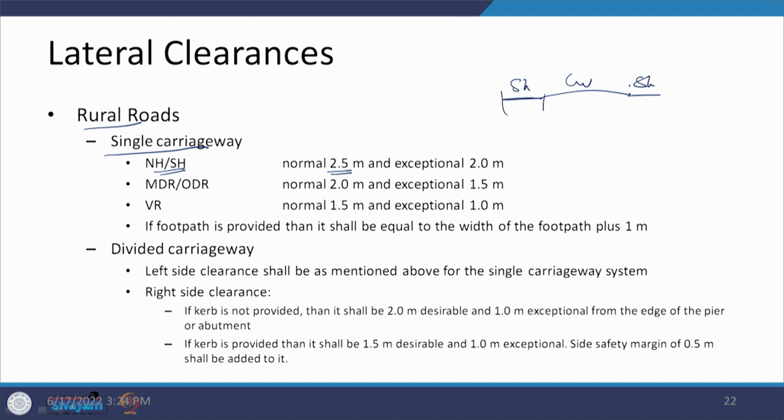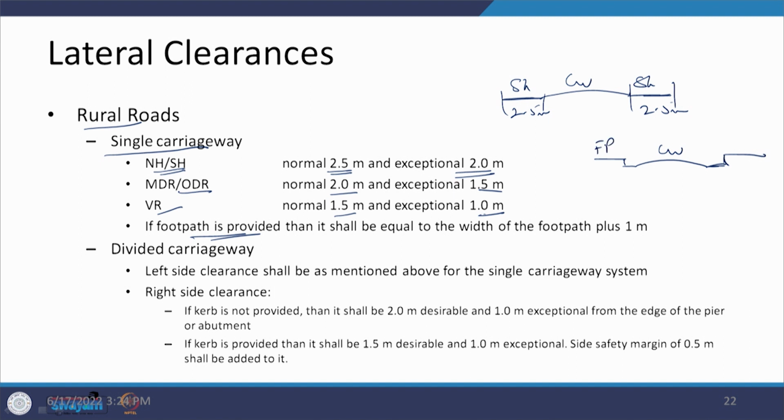So, this is 2.5 meters, and after that the structure can be there, and under exceptional conditions it is less by 0.5 meters. For MDR and ODR it becomes 2 and 1.5, for VR it becomes 1.5 and 1. That is how by 0.5 this is going down. In case footpaths are being provided here, because this particular highway is passing through, say, a habitation, this is the way it is going to be there.